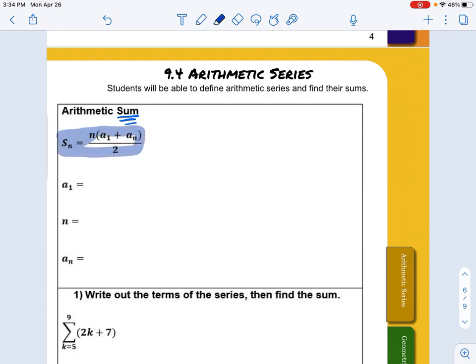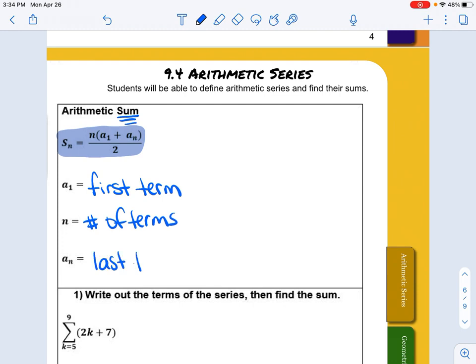So we have an arithmetic sum equation here. Once again, we need to know what each of these variables means. a sub 1, as always, is our first term. n is our number of terms. And a sub n is our last term. You'll notice a sub n is a new one for us.